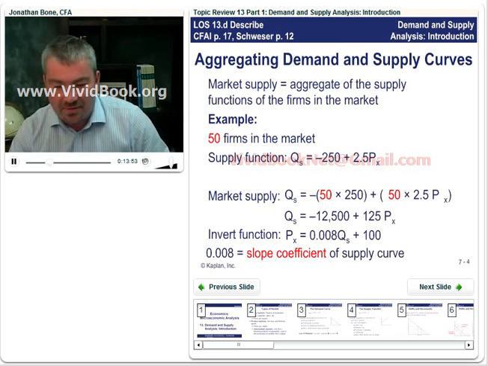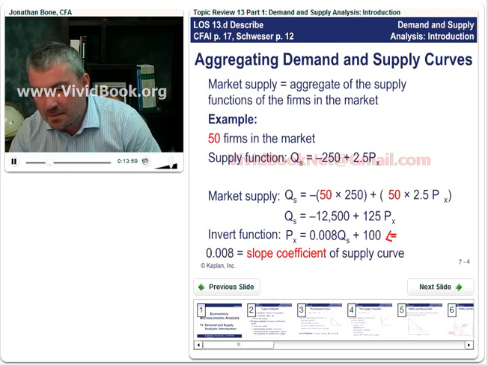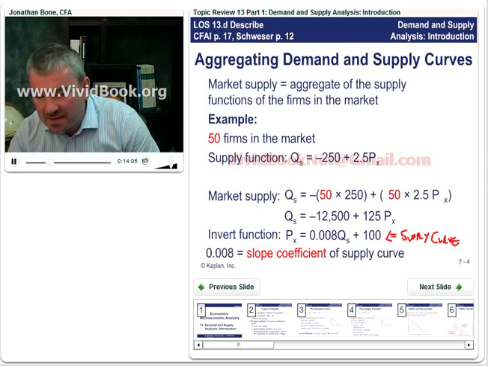So let's make sure we're very happy about that difference. This is our supply curve. This is our supply function.